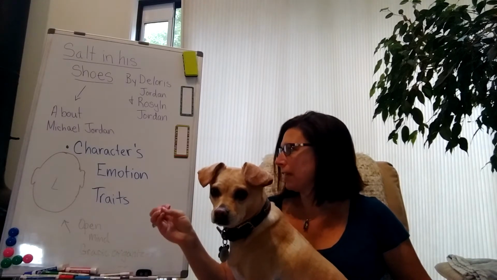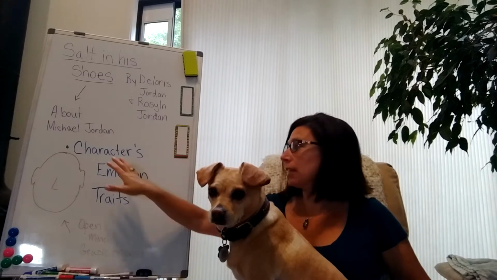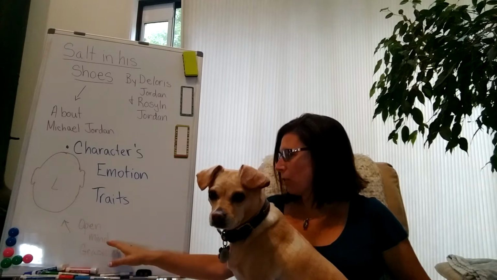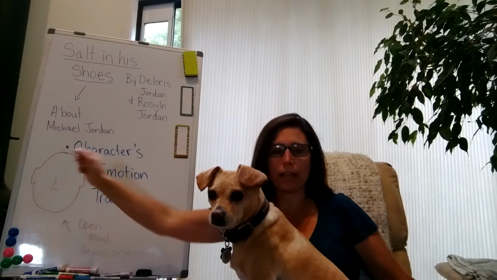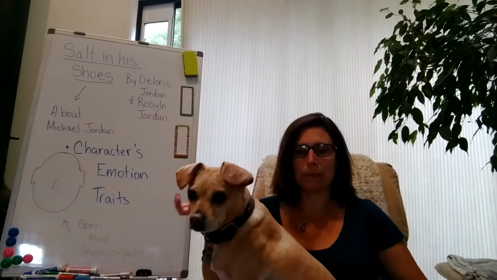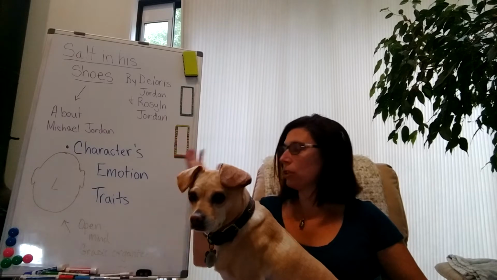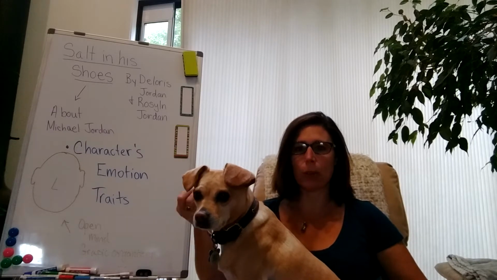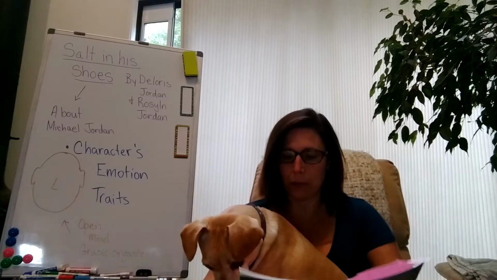But specifically, how do readers look at characters' emotions and traits? You might use an open mind graphic organizer where you would reflect or write down an emotion and then explain how you figured that out. Use the text. Also, when you write, how do you develop a character by giving them emotions and traits that people can identify with? So that's what we're going to use this for.